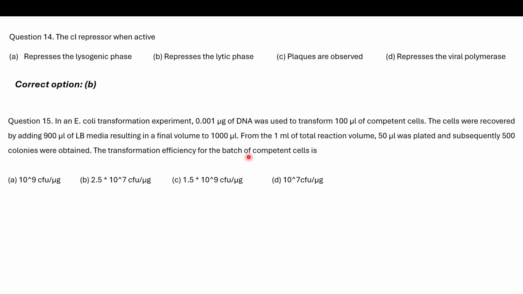So the efficiency will be how many transformants, 500 transformants, per microgram of DNA taken up. Okay, so it will be 0.001 into the final volume, 1000 microliters, by the volume that was plated, 50. Okay, so the option will be 10 to the power 7 colony forming units or CFU per microgram of DNA. Okay, this will be the transformation efficiency.